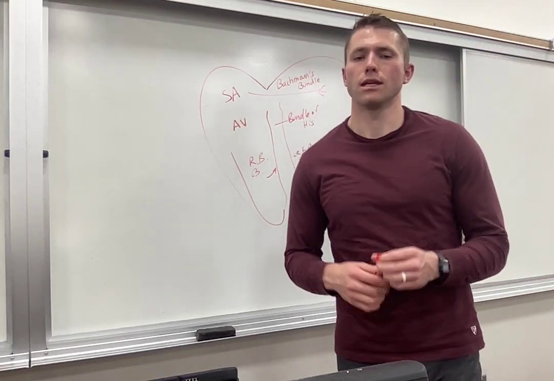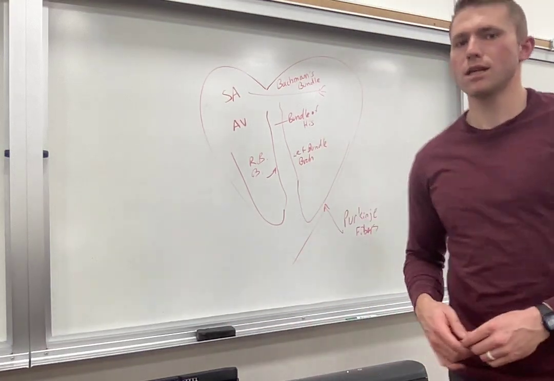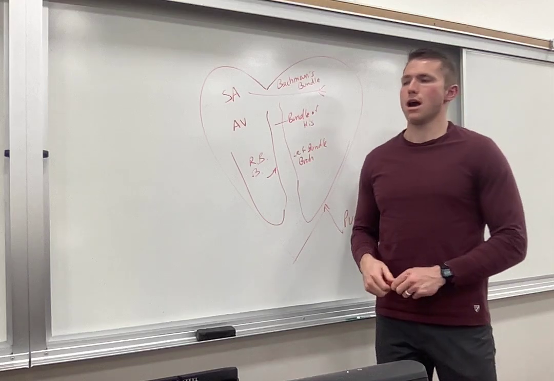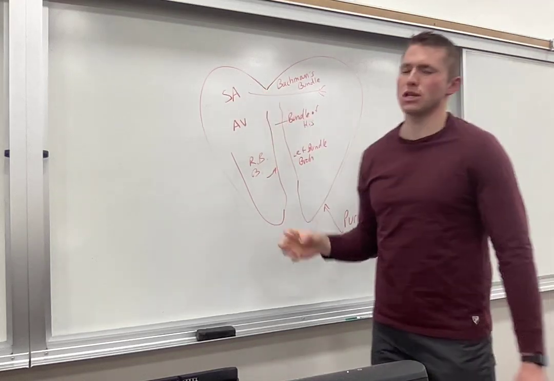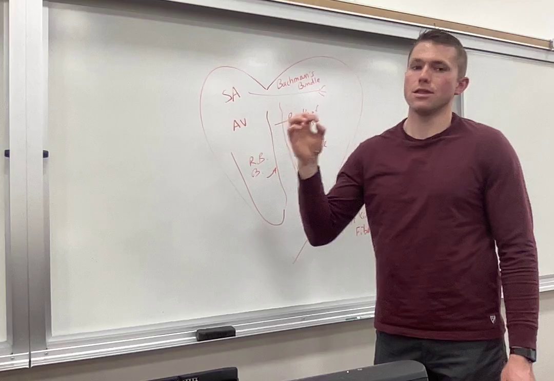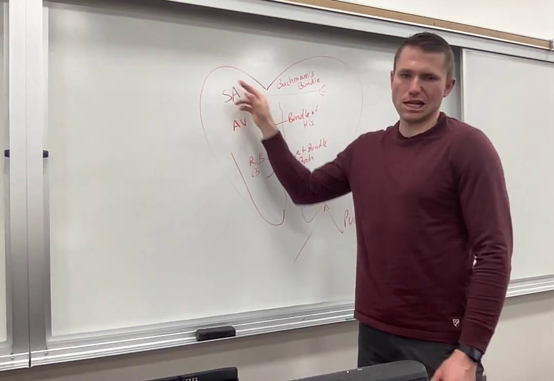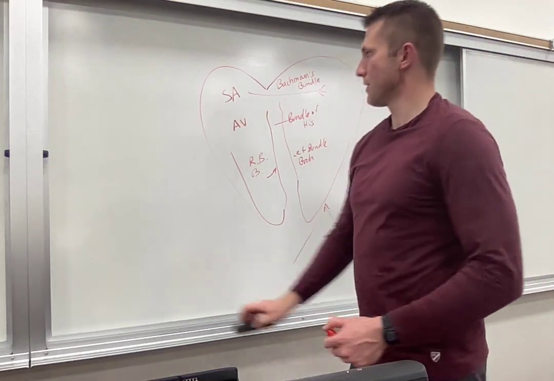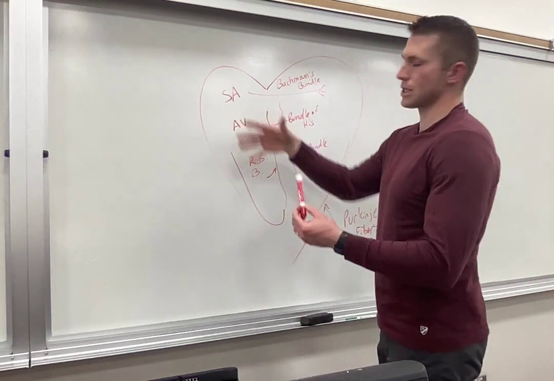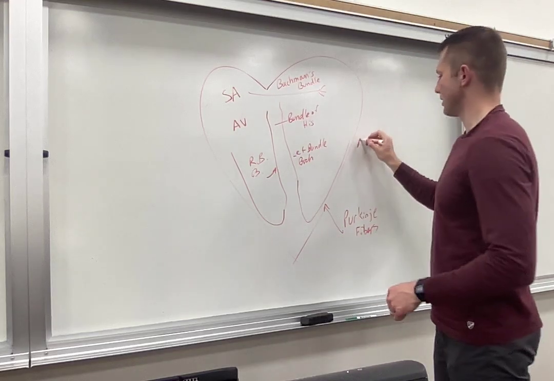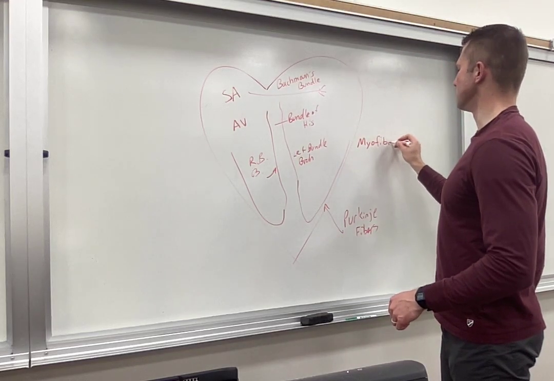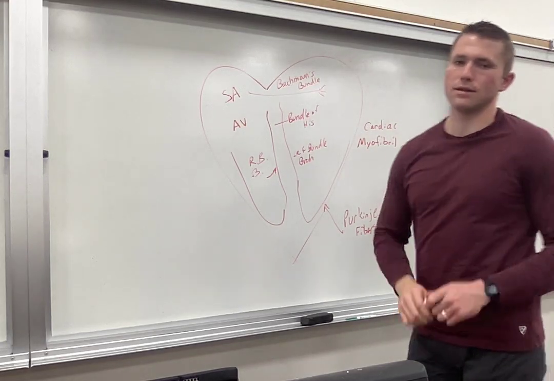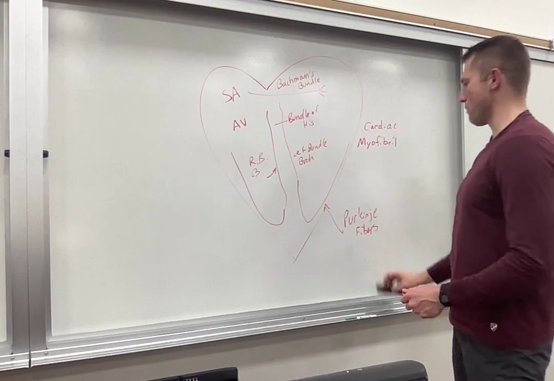So all these things that I just listed are more like the autorhythmic cells of the heart, especially the SA node, and we're going to focus on the SA node. But each of these centers doesn't work to contract the heart. The cells in these areas are responsible for the pace of the heart. All the other cells in the heart are just the cardiac myofibril cells.